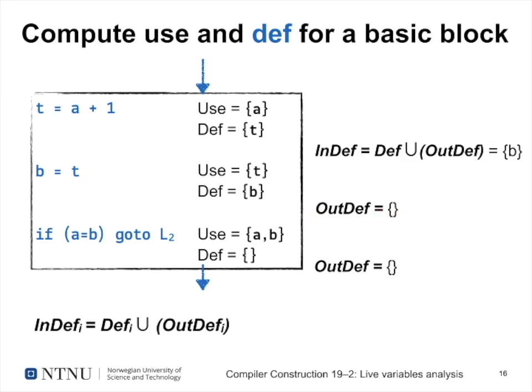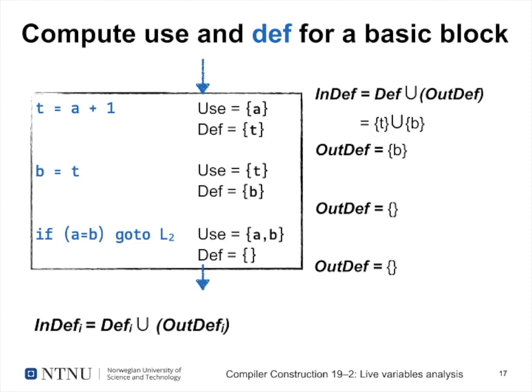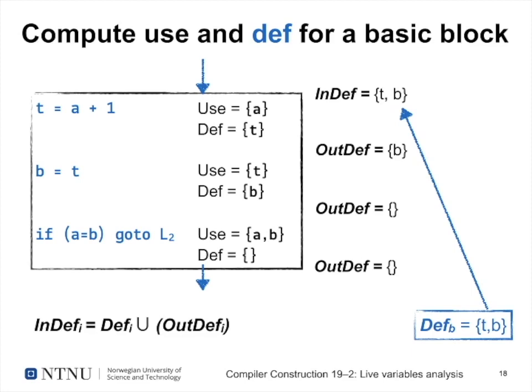So now we join this with the defs here. Def is B, joined with an empty set remains B. This again turns into the out def for our first instruction. So out def is B, and we have another defined variable here, T. So in def is def joined with out def, so T joined with B is the set of variables T and B, which is our in def for our complete basic block here.